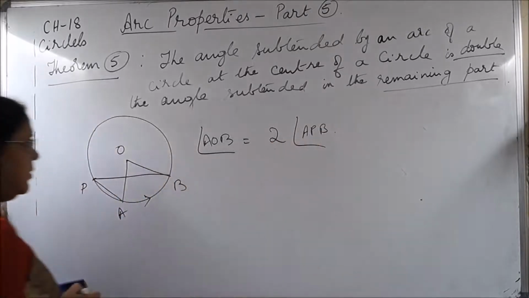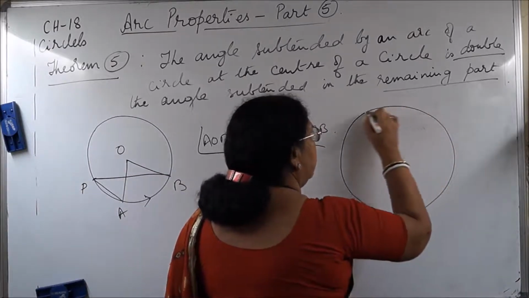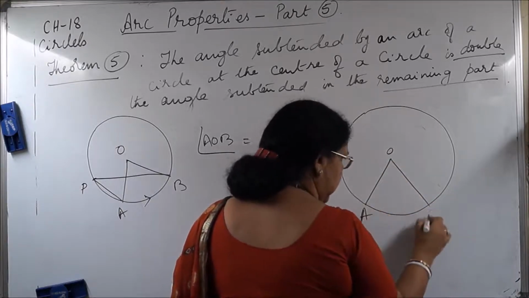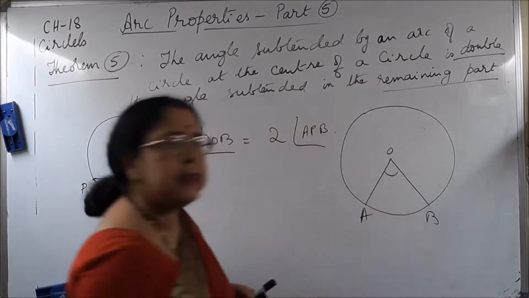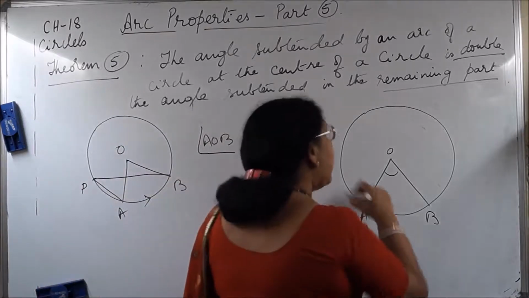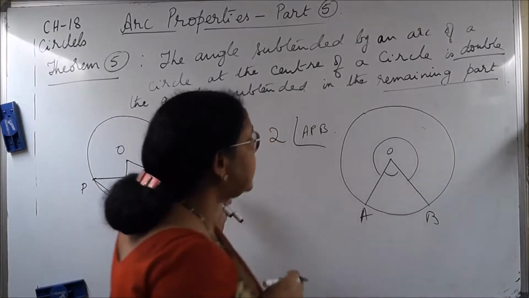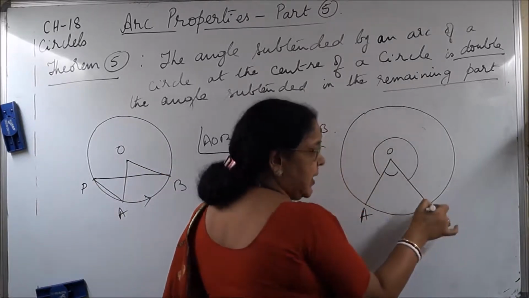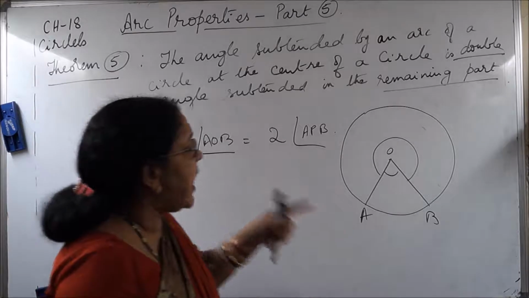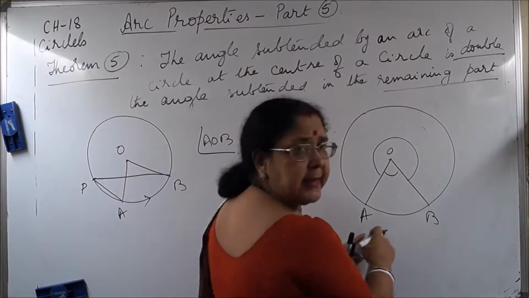Now let us consider another diagram. This is the center, AB is the arc. This is the angle subtended by the minor arc AB at the center. Now the major arc AB subtends this reflex angle at the center. According to this theorem, the angle subtended by the major arc AB at the center should be double the angle subtended in the remaining part. So what is the remaining part? This small minor arc is the remaining part.